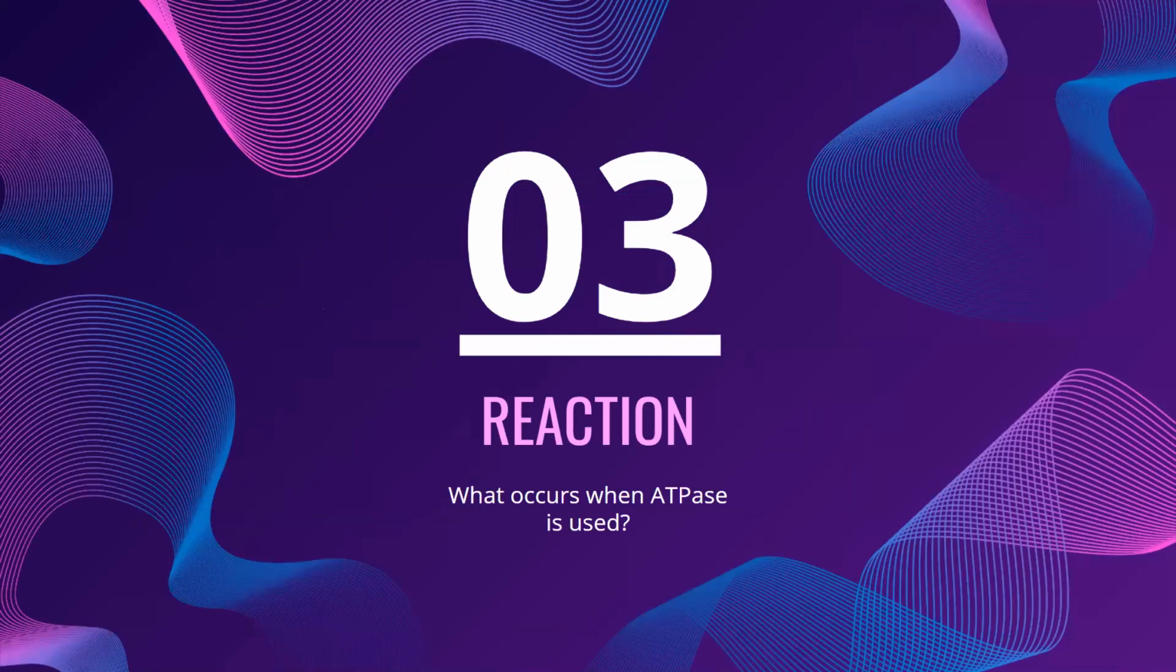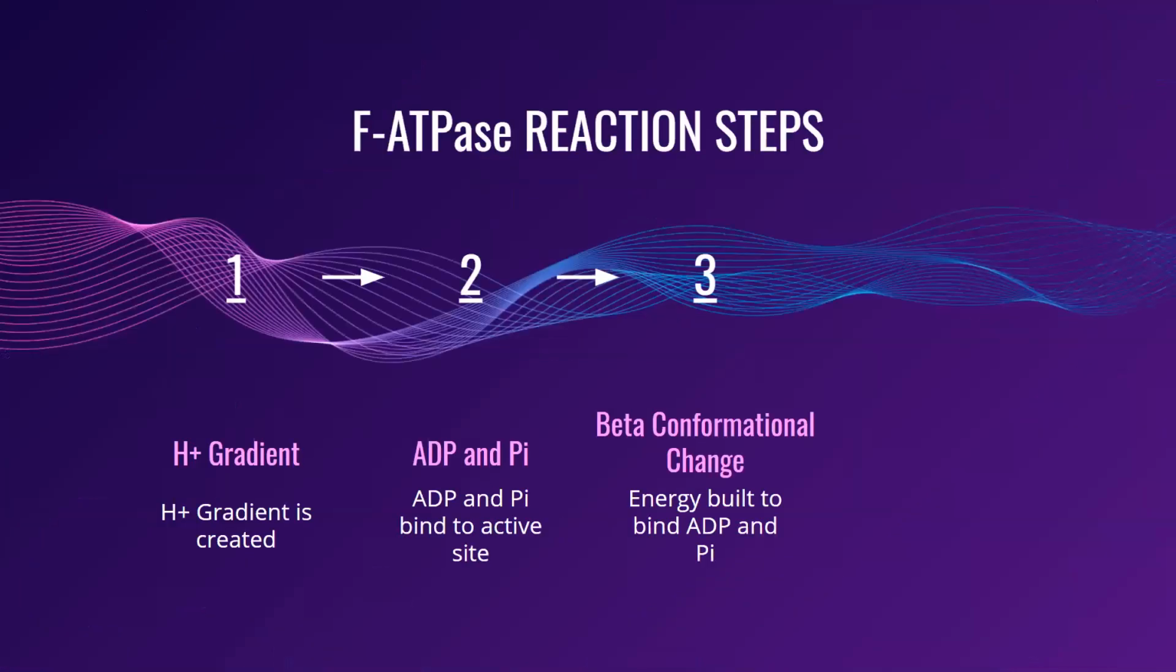All right, so now we're going to talk about the reaction of ATPase. What happens when it's actually used? These are numbered steps, but they're not really occurring in a specific order, because this is all happening at the same time and very fast. So we'll talk about these in this order, but just know that it's not exactly in that order.